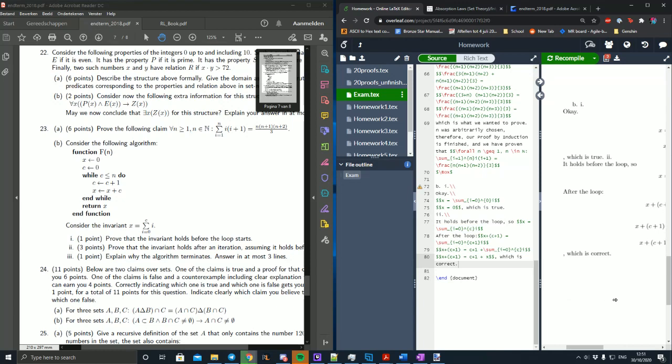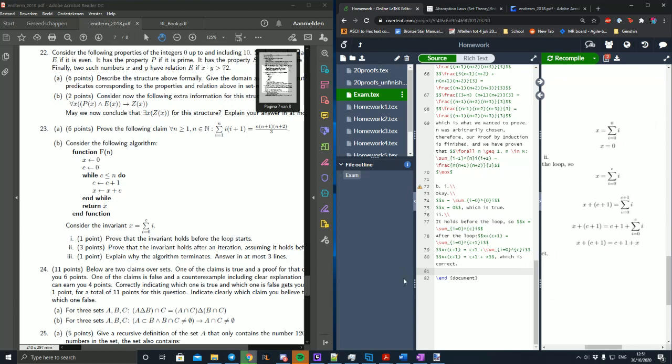Okay. And then we start looking at the next one, that is 3. Explain why the loop terminates, explain it in at most 3 lines. So N is a finite number. C starts at 0 and always grows. So at some point C will be bigger than N. There we go. Cool. Next question.